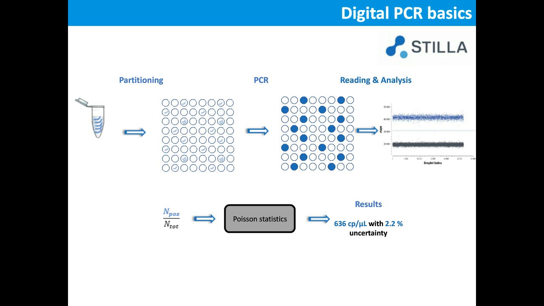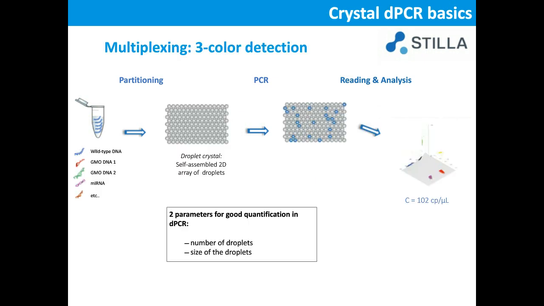So using the number of positive droplets and the total number of droplets that you generated, using the Poisson statistic, you will be able to quantify with high certainty the concentration of your samples. So this is the basics of the digital PCR. If we go further into the multiplex digital PCR, to detect more targets, you will need to have more color detections or to use different strategies to increase the number of populations that you can generate.